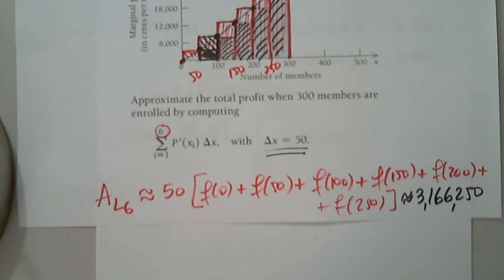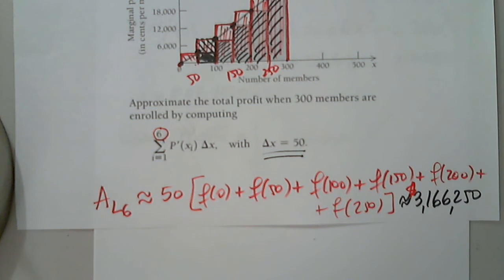And calculate. And that is the summation notation we need, the sigma notation that we learned at the beginning of this chapter. Okay, of course, this is in dollars. Don't forget the measurement unit. So the area is the total profit, approximated.